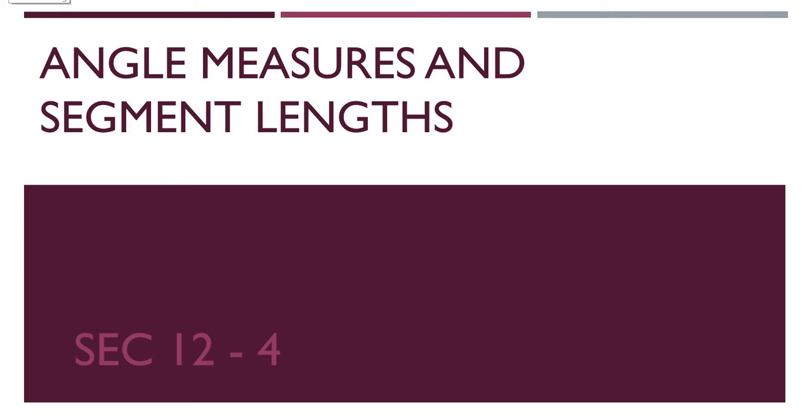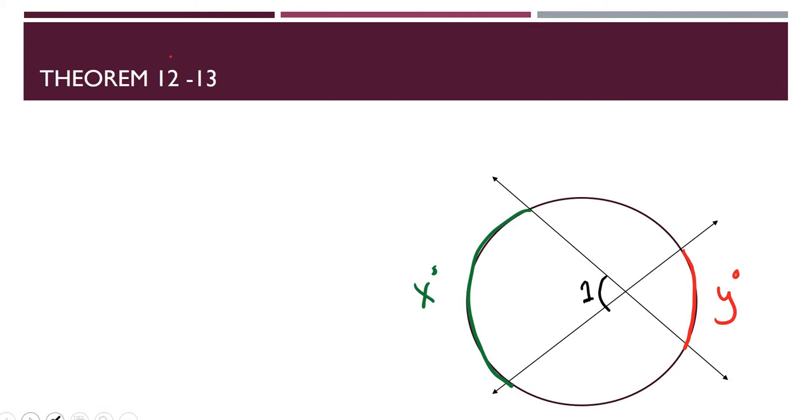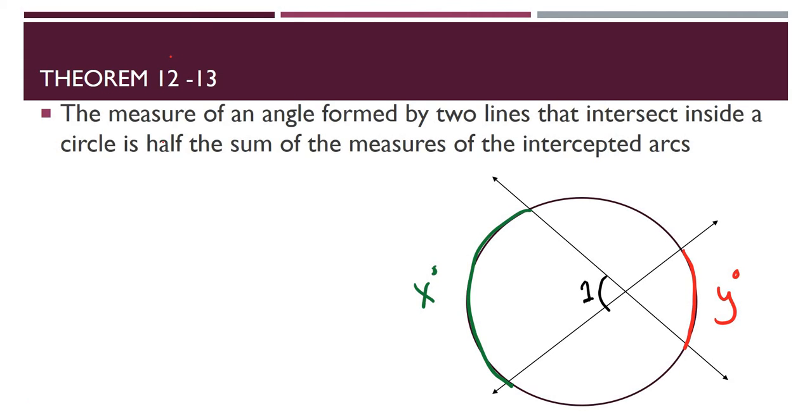Section 12.4 is dealing with angle measures and segment lengths. So our first theorem is that the measure of an angle formed by two lines that intersect inside a circle is half the sum of the measures of the intercepted arcs.